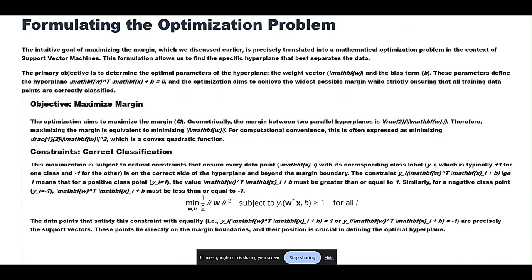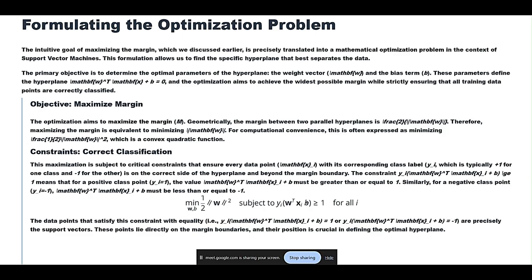Now in this slide we will formulate the optimization problem. So the intuitive goal of maximizing the margin is translated into a mathematical optimization problem. There, the objective is to determine the optimal parameters of the hyperplane. So in this case, the weight vector W and the bias term b. So the margin between the two parallel hyperplanes is 2 divided by the norm of W, that is 2/||W||.